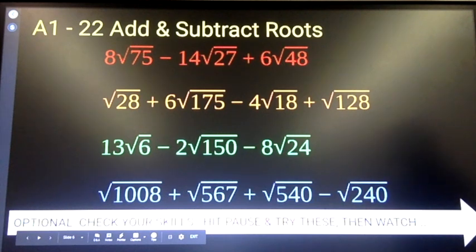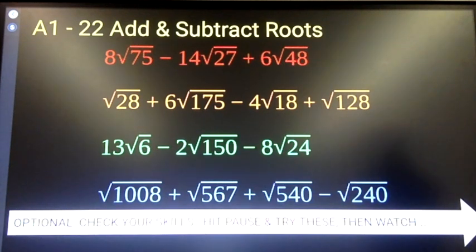Couple for you to check. You can hit pause, try each of these, see what you can do with them, and then unpause and watch forward to see whether your answers match my answers.